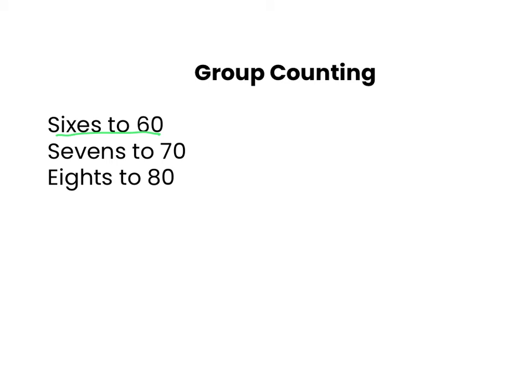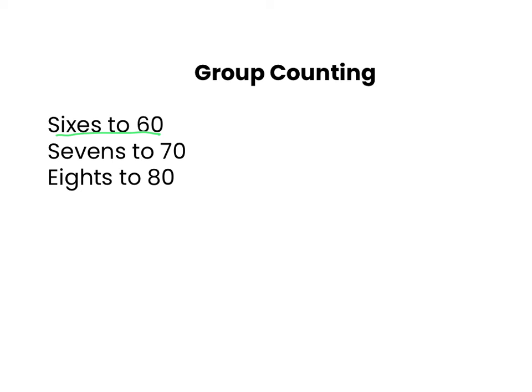All right, we made it up. Let's see if we can make it back down, starting with 60. Okay, back down from 60, 60, 54, 48, 42, 36, 30, 24, 18, 12, 6. Hopefully you made it. I actually, in all honesty, had to stop in the middle and restart because I got mixed up. All right, let's try 7s.